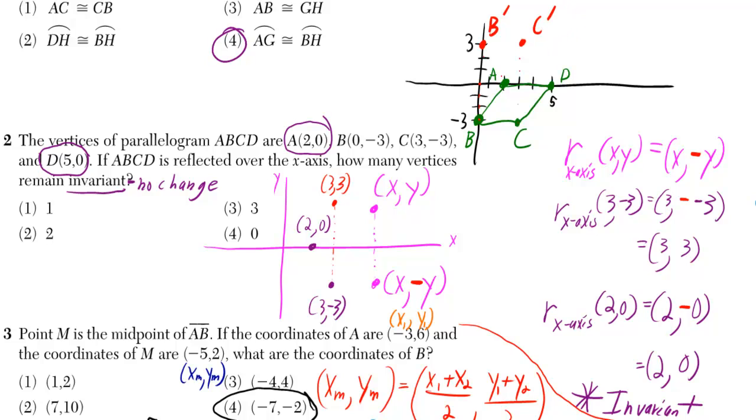Well, what about for A though? For A, if you start at the x-axis, how much do you have to count down to get to A? 0. So how much do you have to count up? 0. Which means you land at the same exact point. So that'll be A prime. Same thing will happen for D.